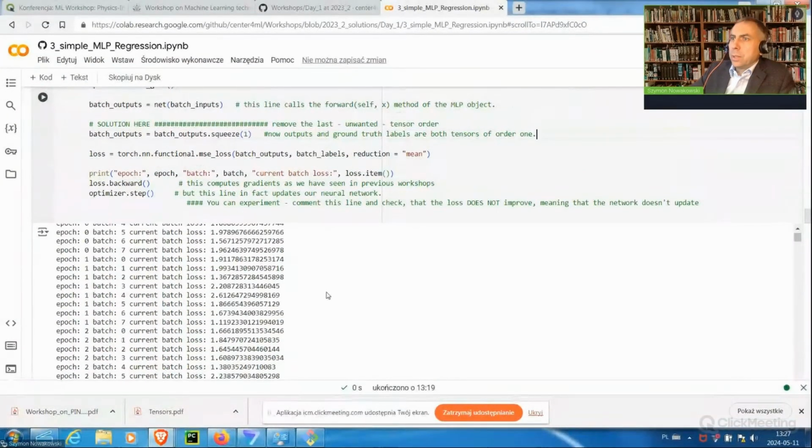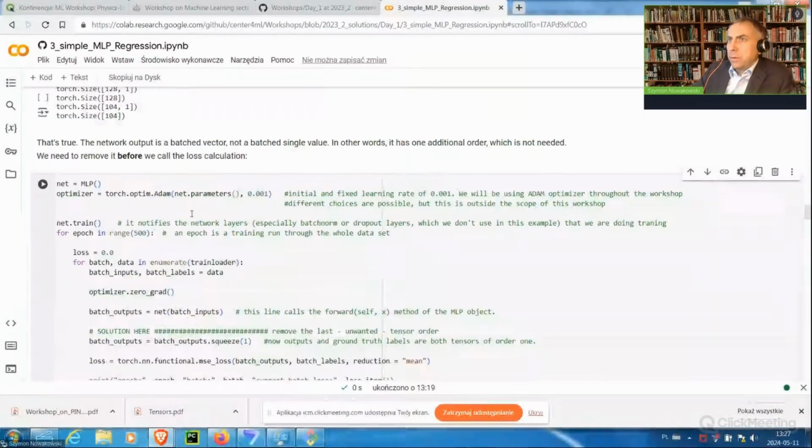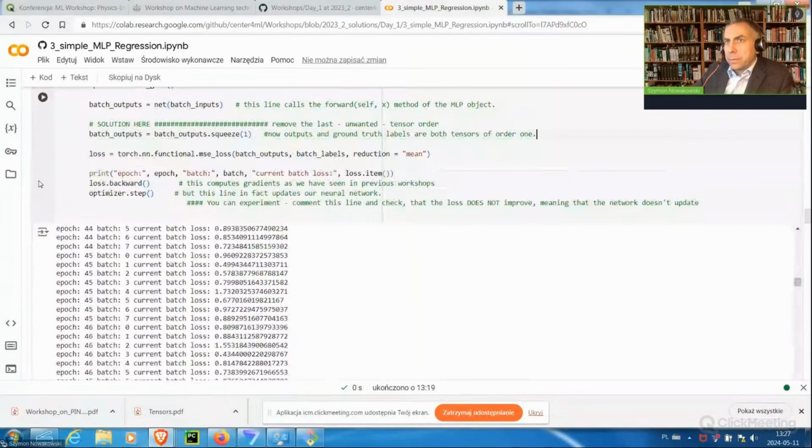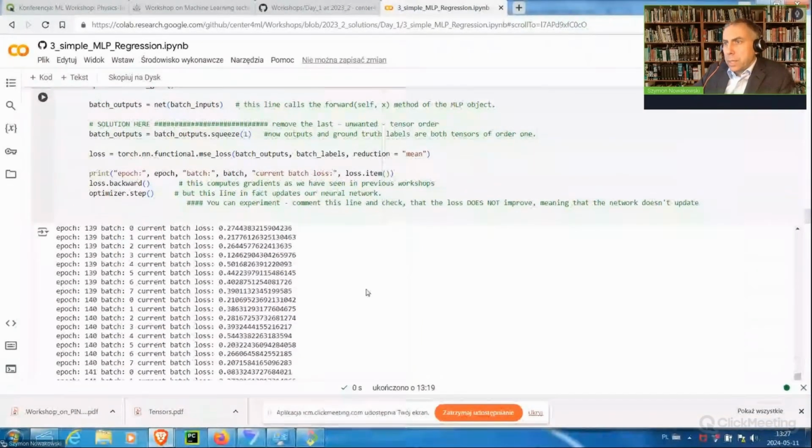So now I am able to run it. I am running 500 epochs, and I am not very happy with what is happening.